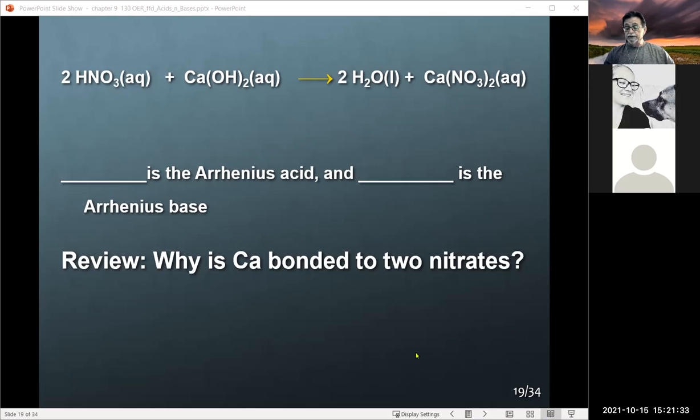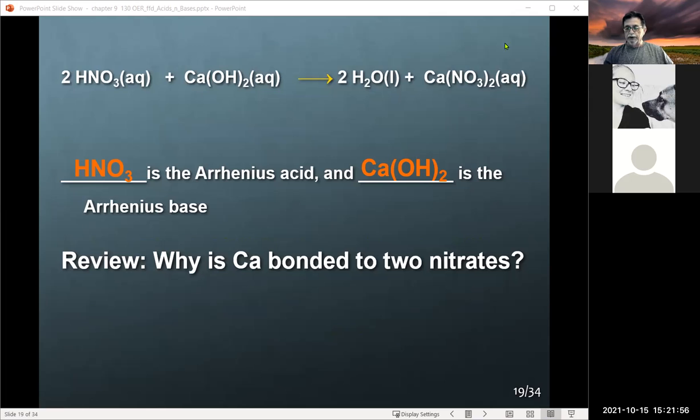Now, with respect to this reaction, we have HNO3, and they're asking here, who is the Arrhenius acid? Remember, anything that produces a proton, which would be nitric acid, right? Because it's producing a proton here. And the Arrhenius base would be anything that produces the hydroxide. So that would be calcium hydroxide.